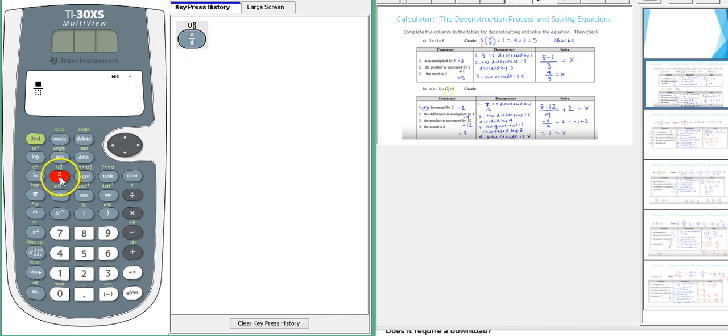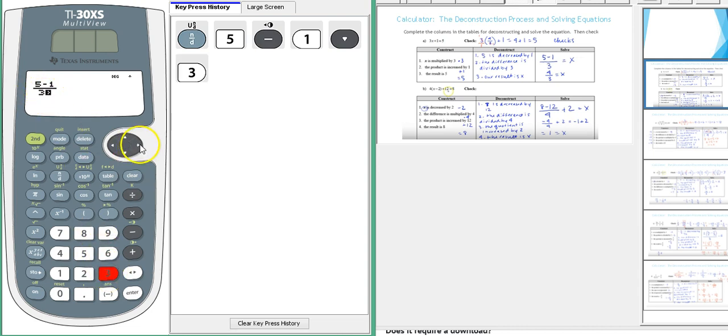Notice when I press a button it turns red, and the key history, all the keys I'm going to press, are going to be here. If you ever miss anything, just pause the video and go back and look at this. In the numerator we have 5 minus 1. Now I want to move down to the denominator, so I'm going to use the down button. Notice the cursor is now blinking in the denominator. I'll put our 3. I'm going to use the right arrow to get out of the fraction, and this is exactly what I need, so I'm going to hit enter.